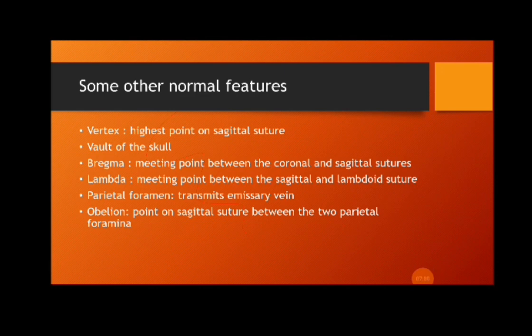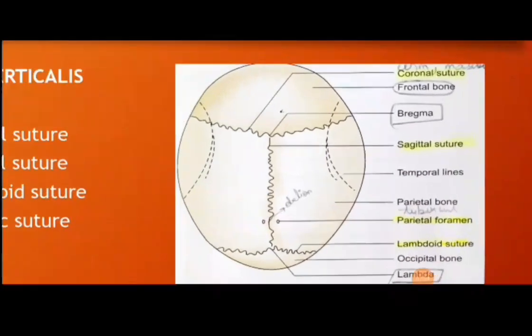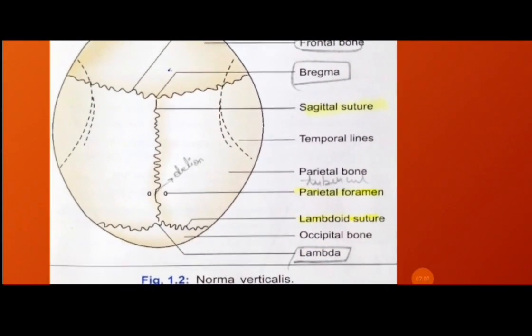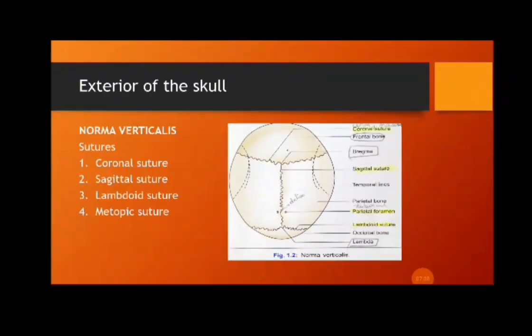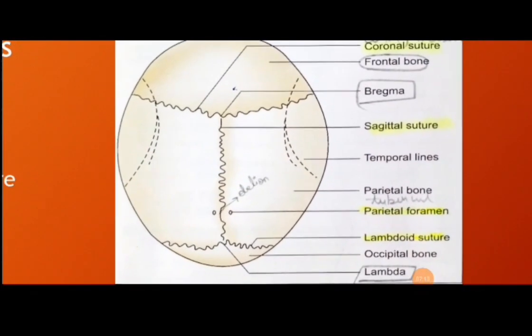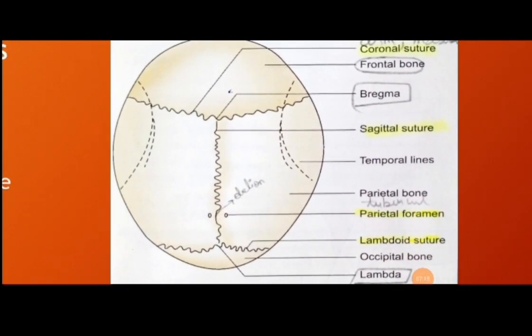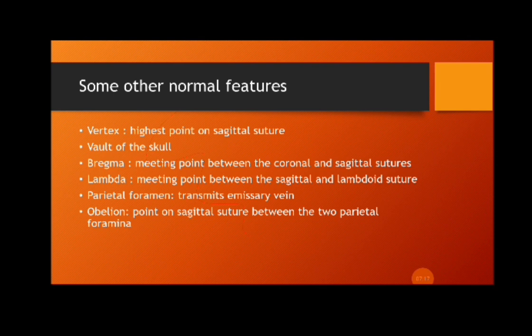Obelion is a point on the sagittal suture between the two parietal foramina. So I have marked it here with a pencil. You can see obelion. And one more thing is the parietal foramen. Parietal foramina are located in the parietal bone, and obelion is in between the parietal foramina.